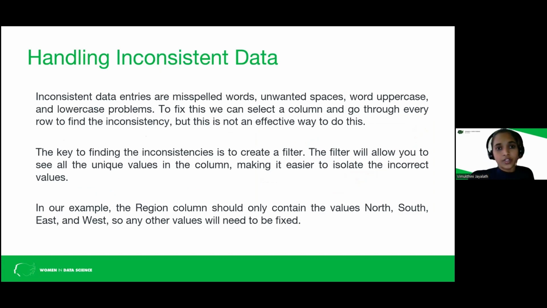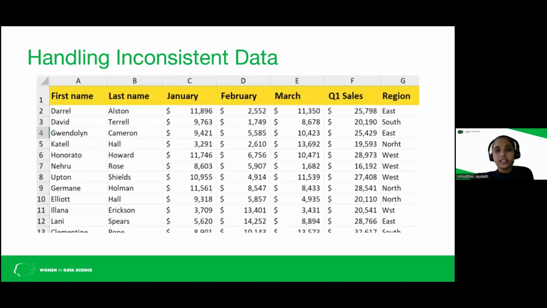So moving on with the third problem we have when it comes to cleaning data, which is inconsistent data. Moving on to the example, if we check the region column, you can see east, south, and we have a north with the wrong spelling. So that's inconsistency. We have to make sure that it's proper, and we have another west which is WST and not WEST. So problems like that, we have to fix before we go ahead with the analysis.